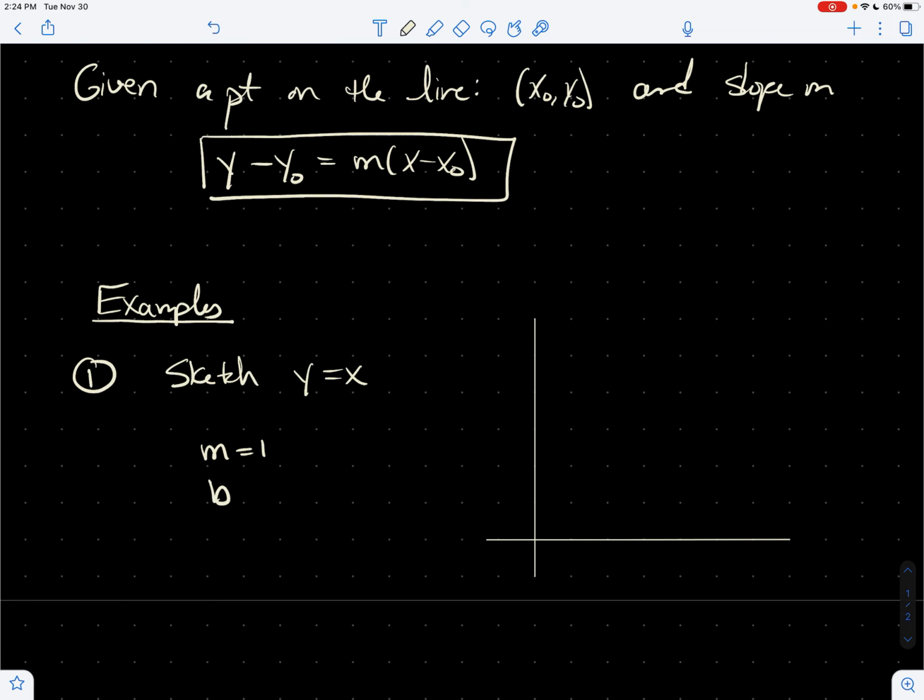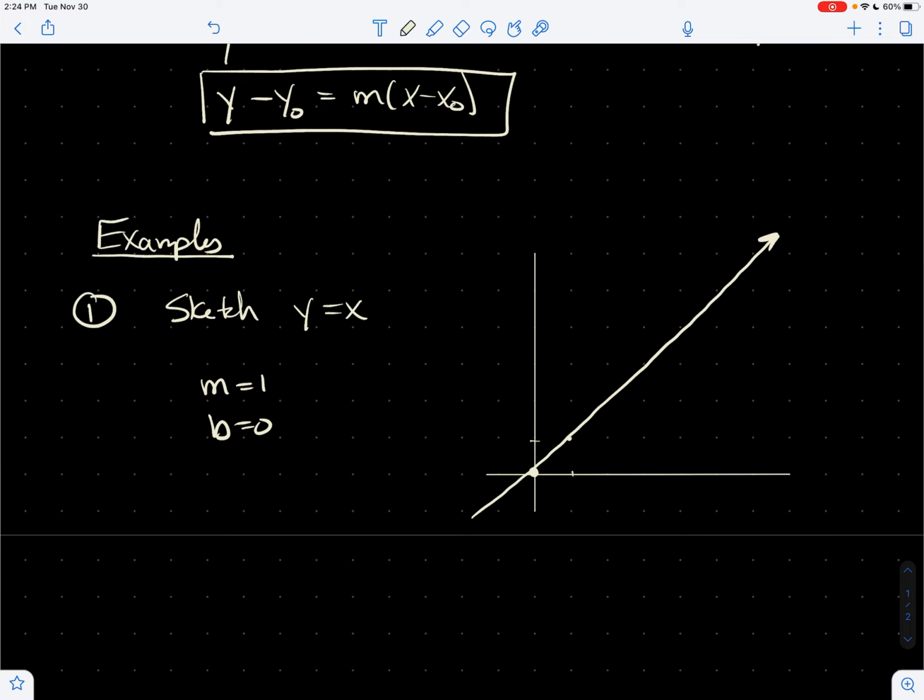b is 0. And so that means if we want to graph the line, the y-intercept is when x is 0. X is always 0 for the y-intercept. Y is 0. The slope is 1. So you go out 1, then you go up 1, and that's going to be the next point on our line. And so we can graph y equals x, and it looks just like this. The point is it's a 45-degree line through the origin. That's a line you should be familiar with.